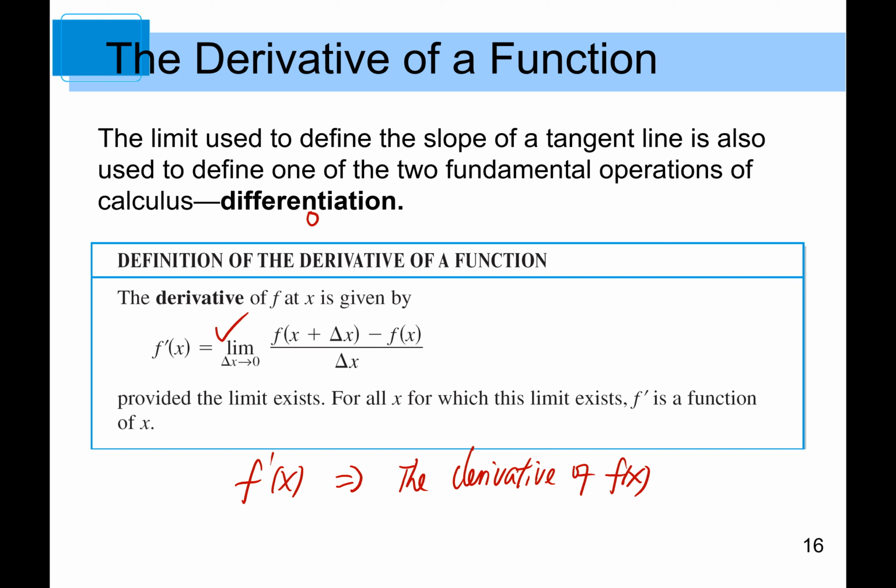Provided the limit exists, for all x for which the limit exists, f prime is a function. f prime of x is a function of x. Okay. So this is the limit definition of the derivative.